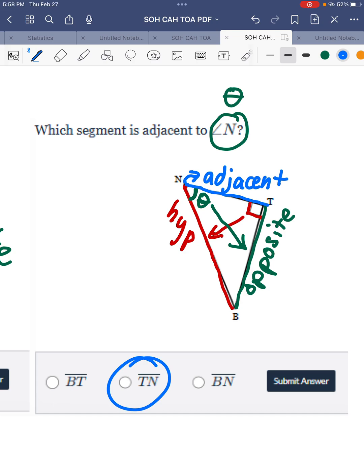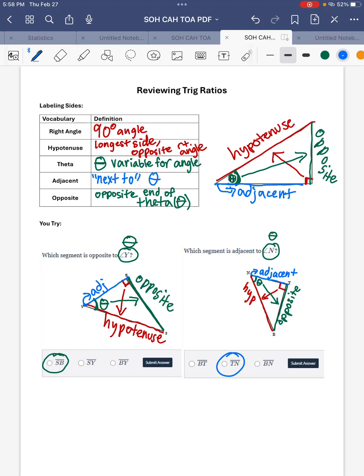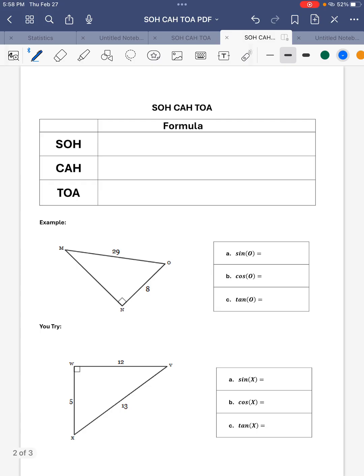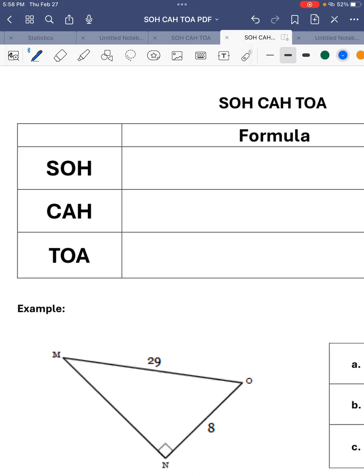Okay, once you're comfortable with labeling the sides of the triangle, you are ready for the next page. If you're not comfortable with this yet, do your Delta Math triangles practice. That's going to give you more practice with just this skill right here. But once you have done that section of the Delta Math, you are ready to know sine, cosine, and tangent.